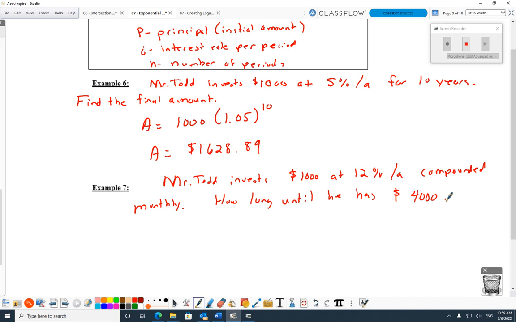A equals P times 1 plus I to the n. I want to end up with $4,000. That's a dream. Start with $1,000. And this is 1.01, and I need somebody who's right with me to explain why it's 1.01.